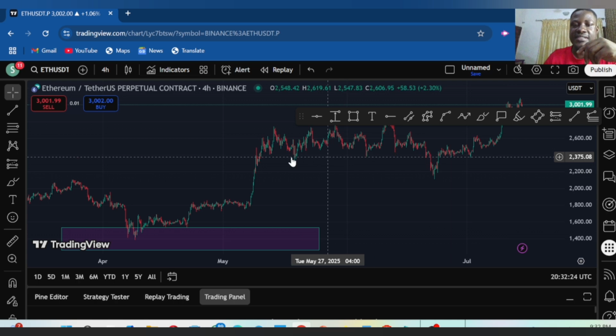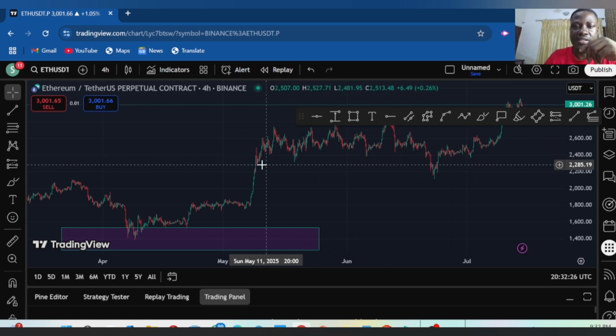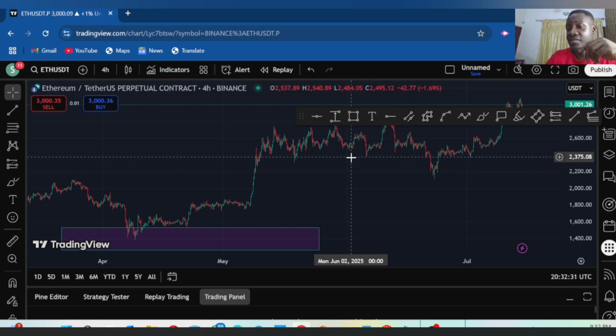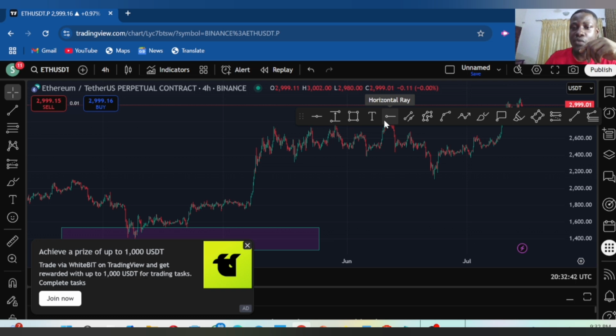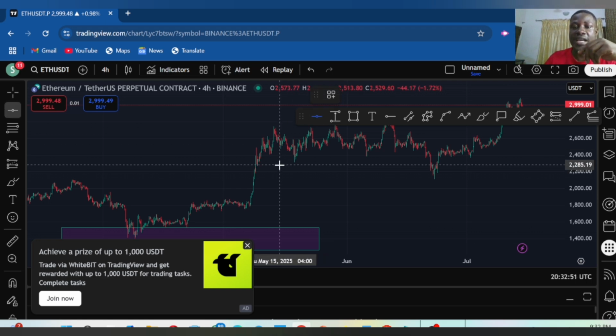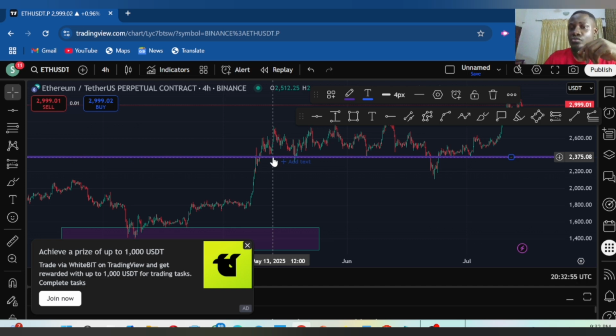Now when you look here, you see the market actually reversed here, it reversed here, it reversed here. So if you want to draw it, just come over here and pick a horizontal line. You can use a rectangle, or a horizontal ray. Let's assume I am using this very line. I just pick the line, come here, move up and drop it.